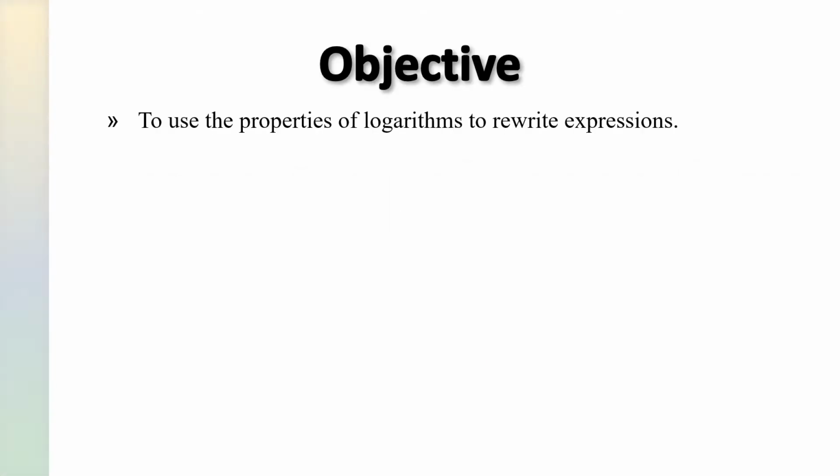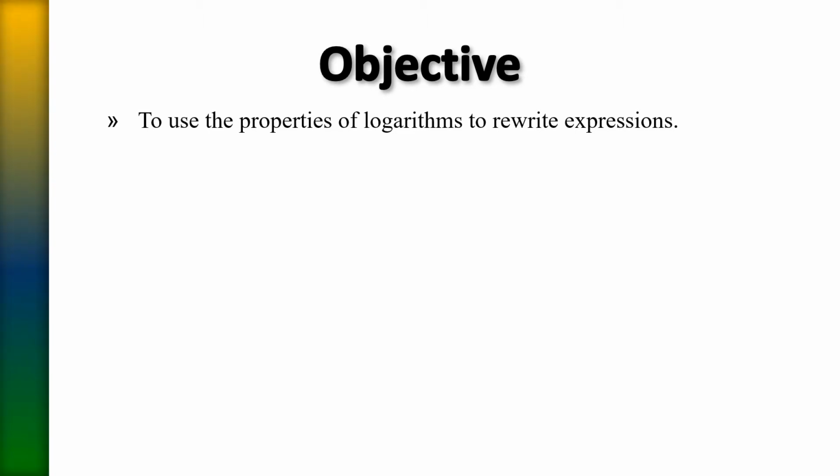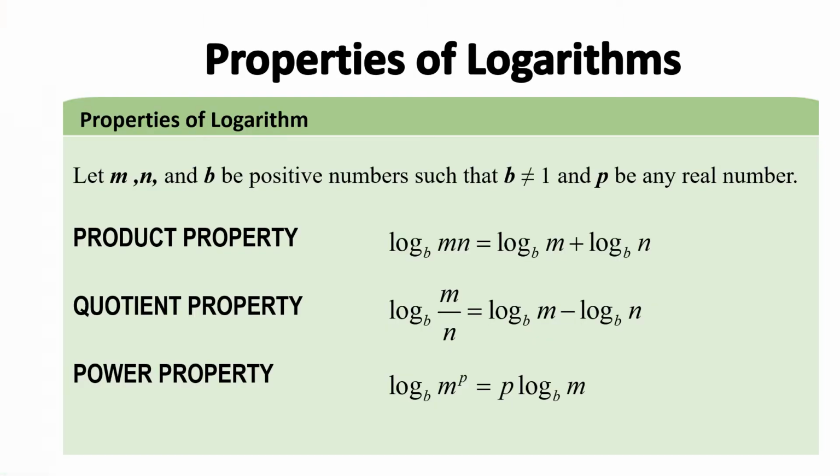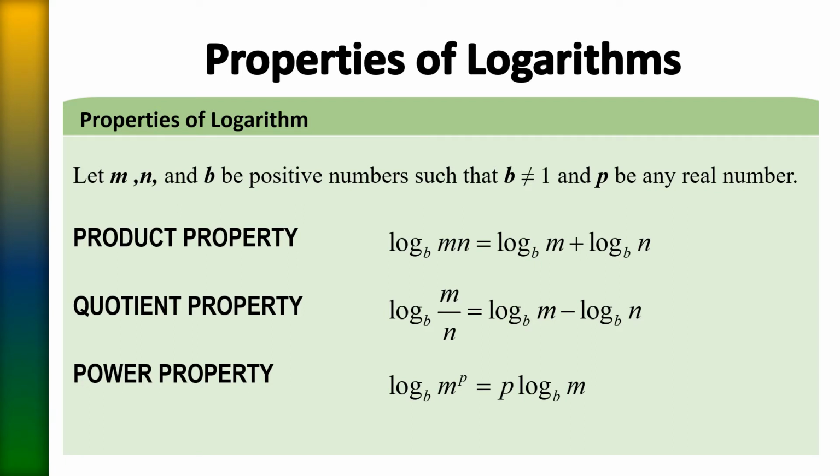In this lesson, we're going to use the properties of logarithms to rewrite expressions. Properties of logarithms. Let m, n, and b be positive numbers such that b does not equal 1 and p be any real number. So these are the following properties of logarithms: the product property, the quotient property, and the power property. So let's discuss them one at a time.